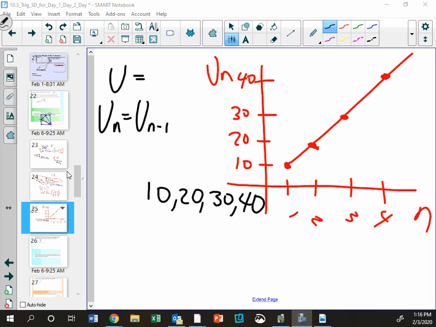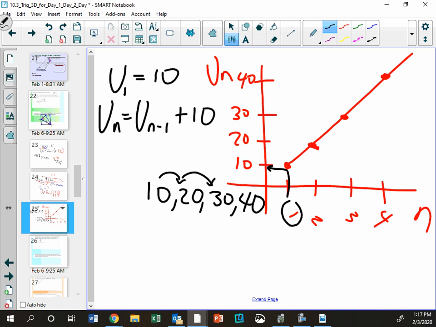Okay, so we now know that our numbers were actually 10, 20, 30, and 40. So U sub 1 was 10. And then U sub n minus 1. And then what was happening each time was pretty easy once you see a list of numbers. They were going up 10. I just switched it up on you, didn't I? I changed it to not geometric, but what? Arithmetic. And so I hope you caught that.